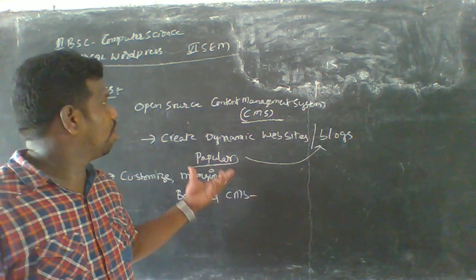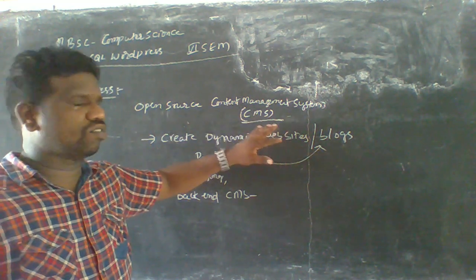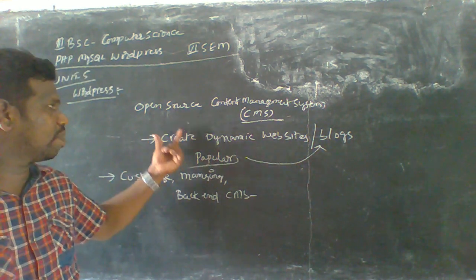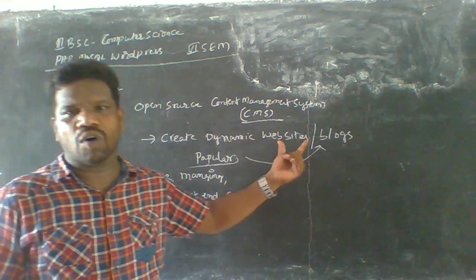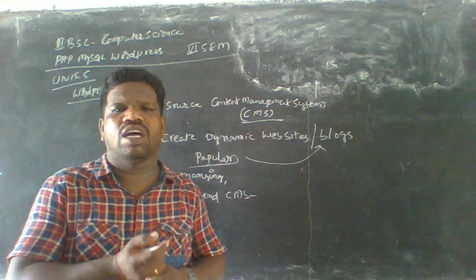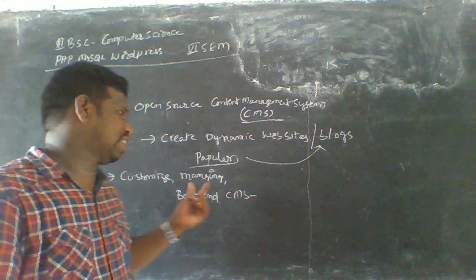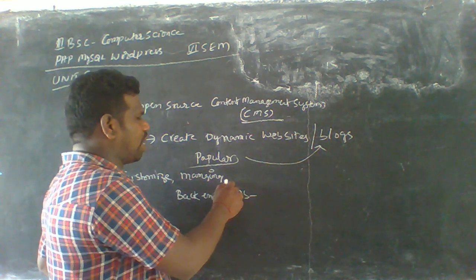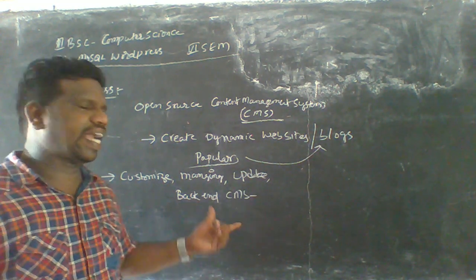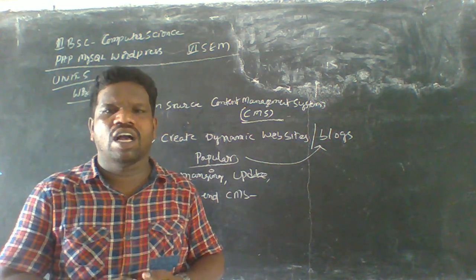So WordPress is an open source content management technique, and it is the most popular for blogging. While using WordPress, we can create dynamic websites or blogs. By using WordPress we can customize, manage and also update using the backend CMS and its components. For that purpose, WordPress CMS is the most popular.